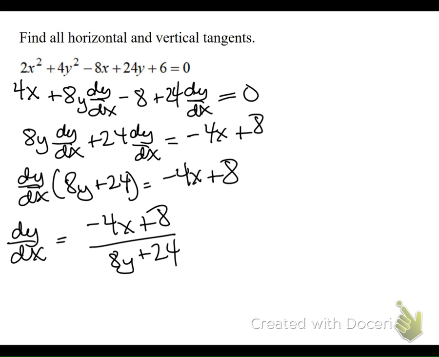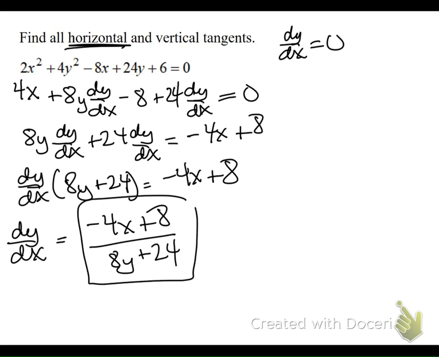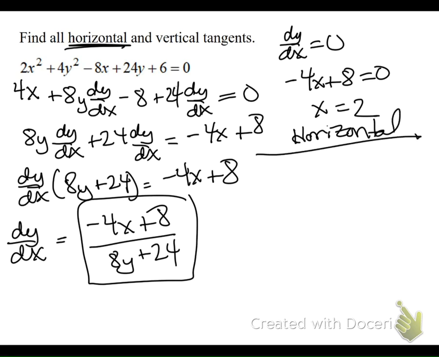Okay? So, horizontal tangent. Make sure you don't mix these up. A horizontal tangent is when the derivative is 0. And on a free response question on the AP exam, you have to write that. Well, this derivative will equal 0 when the numerator is 0. So when will negative 4x plus 8 equal 0? Solve that, and you get x equals 2. So that's a horizontal tangent. Don't mix them up. Okay, that's my horizontal tangent.